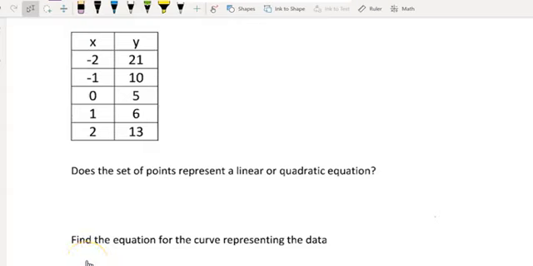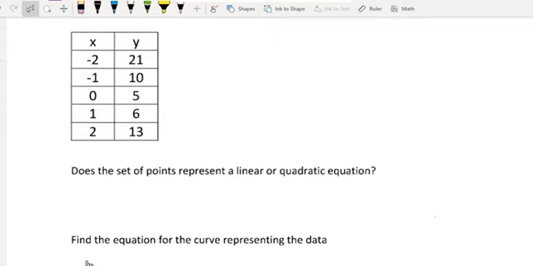Here we have a table of values, and we want to determine, does this table of values represent a linear or quadratic equation? It's one of the two. And then once we determine that, find the equation of the curve. Curve is general in math. It could be linear and still be called the curve.